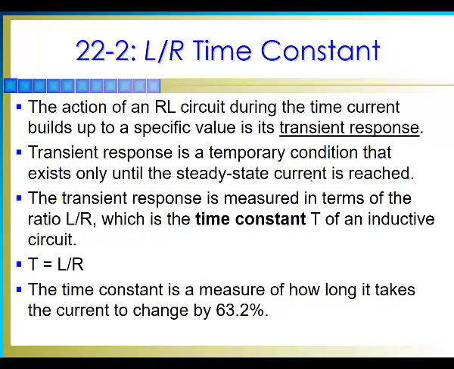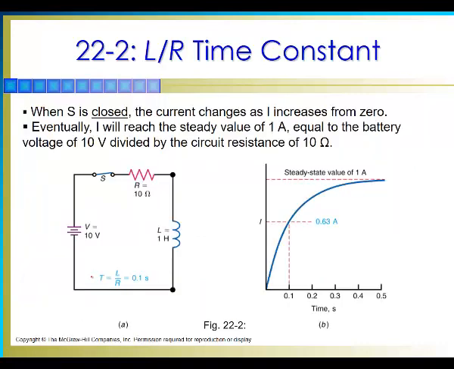We're going to use the capital letter T to identify the time constant. So the time constant in the LR circuit will be calculated by dividing the inductance by the resistance. The time constant is a measure of how long it takes the current to change by 63%. So now let me go ahead and explain this.